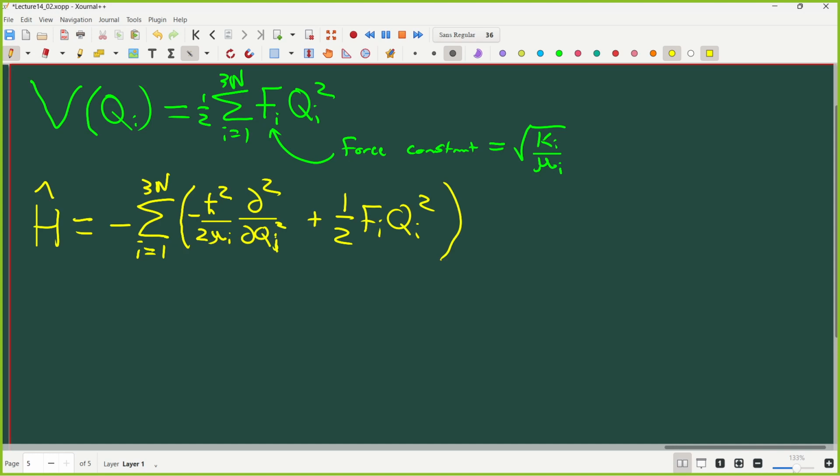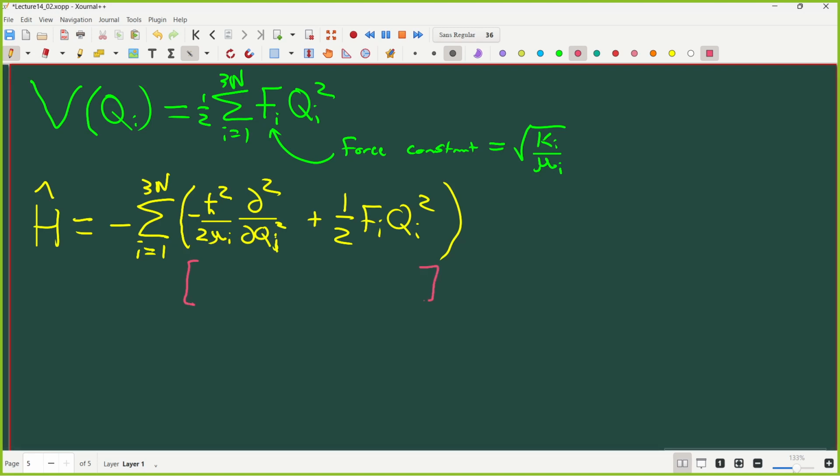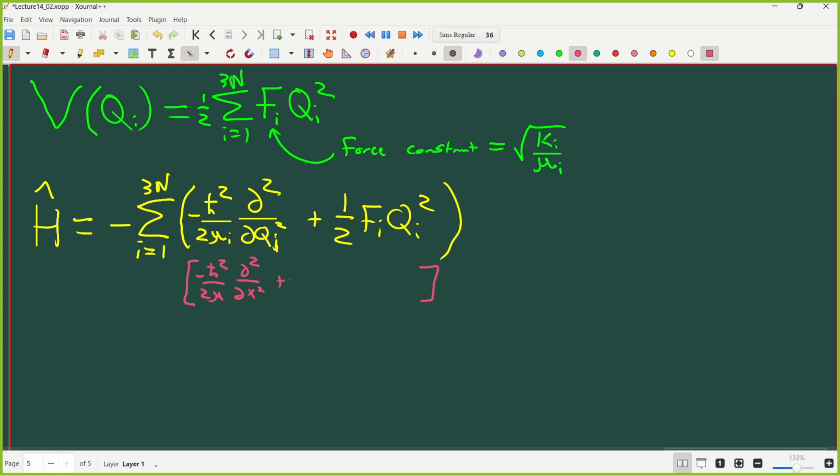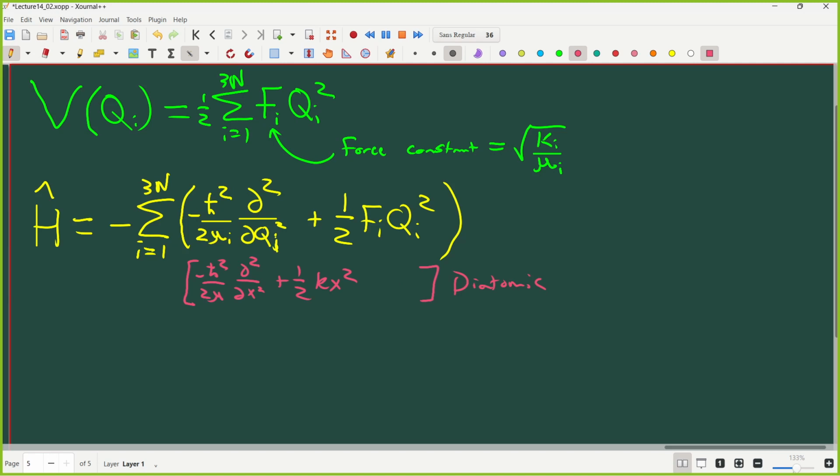Right? And so if I were to cheat a little bit and write this like a diatomic, it looks like minus h bar squared over 2 mu times the second derivative with respect to the position of the bond, plus 1/2 kx squared. Right, this is for a diatomic. This is the exact same formula. We have a kinetic energy which is proportional to the second derivative of your coordinate, plus 1/2 kx squared. Now we have these normal coordinates instead, and you have 3n of them.